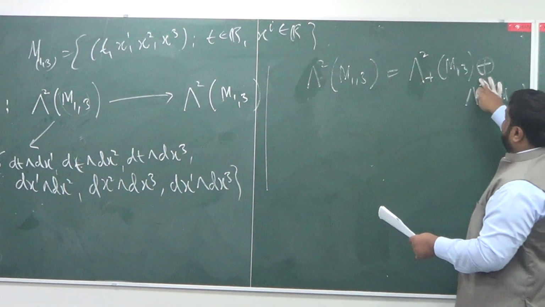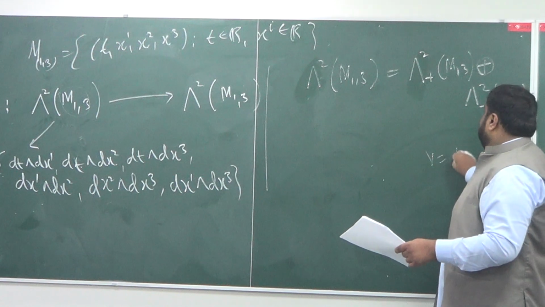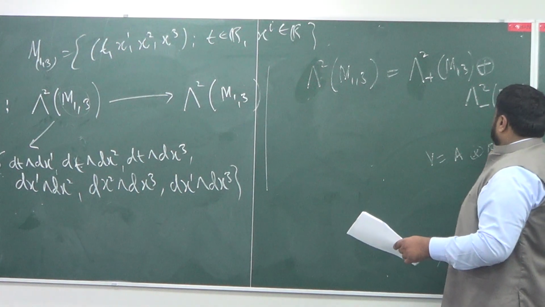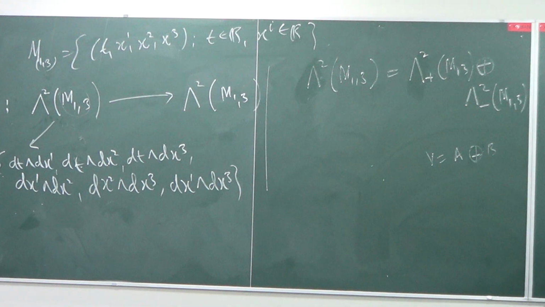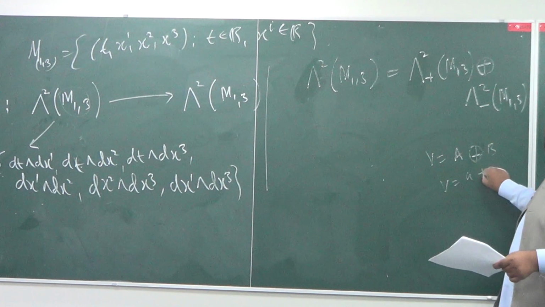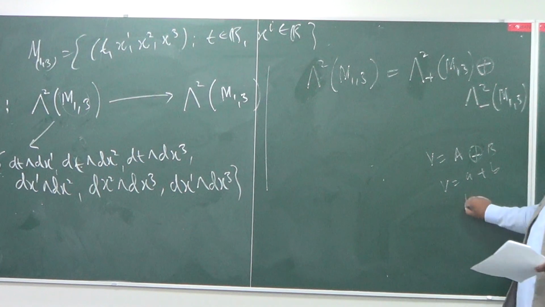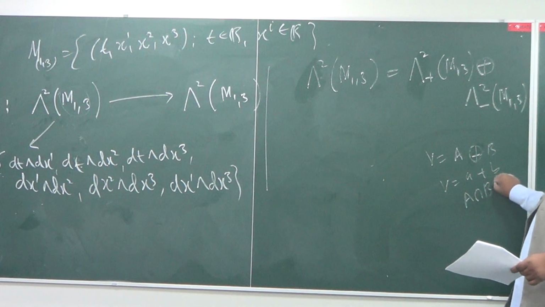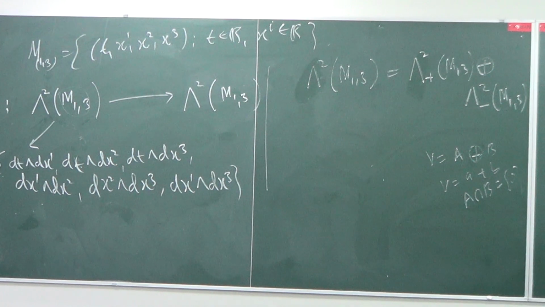So how many of you remember the direct sum? If a vector space is a direct sum of two subspaces, okay, then what does it mean? That each vector V can be written uniquely as a sum of A plus B, and the intersection of A and B is not empty, it must have a 0 in between them. Yes. Okay.